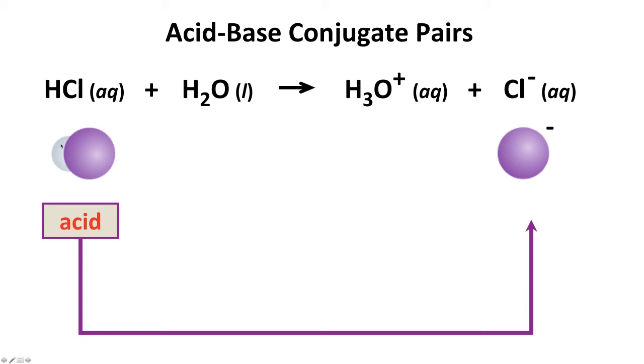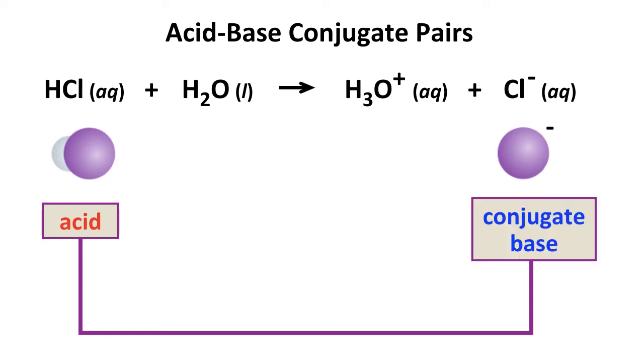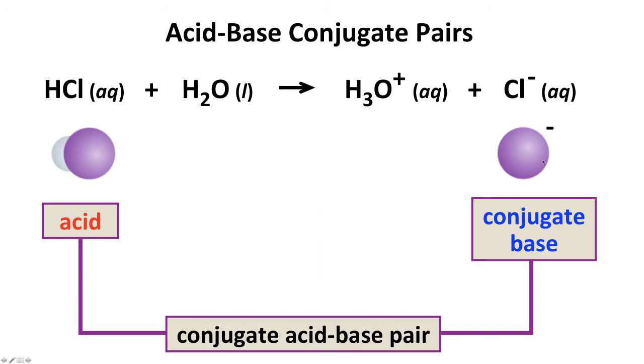The H plus from the HCl is donated to the H2O to make H3O plus. And the Cl minus that's produced we call the conjugate base of HCl. Notice if we were able to go in reverse on this reaction, and we can't because HCl is a strong acid that fully dissociates, but if we could, Cl minus could accept a proton from the H3O plus to make HCl, and if it did that, it would function as a base. So HCl is an acid, Cl minus is its conjugate base, and together we call them a conjugate acid-base pair.